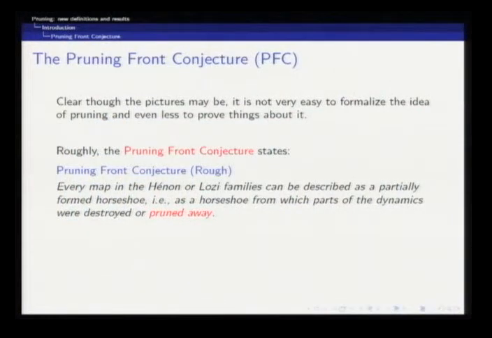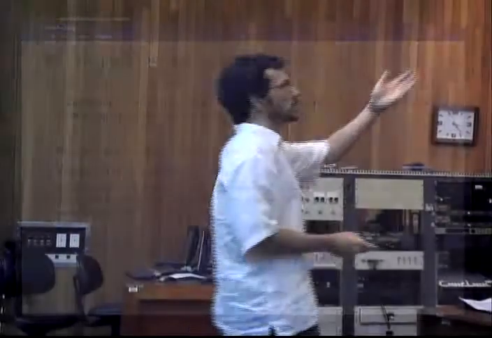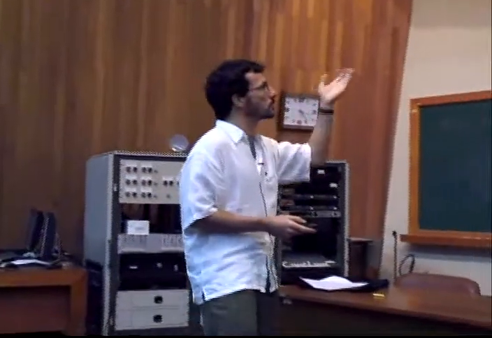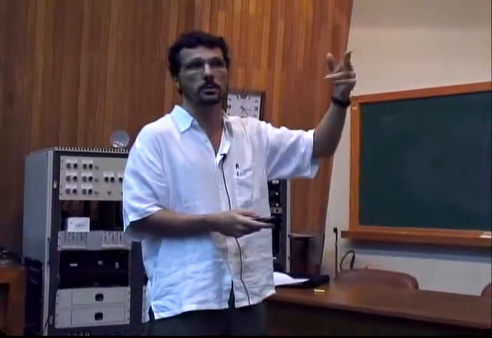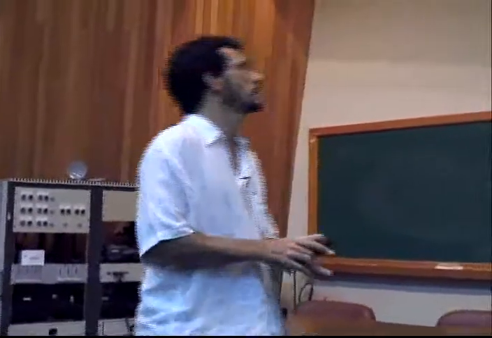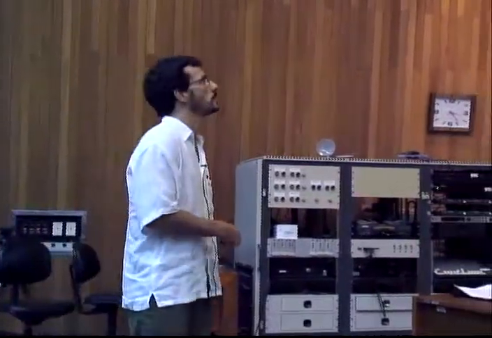Every map in the Henon family, say, what I showed here was the Henon family, but you could draw similar pictures for the Lozi family, is a partially formed horseshoe. That is, they are full horseshoes from which you've taken away some parts. So it's a full horseshoe from which parts of the dynamics were destroyed or pruned away. You prune a tree, you prune the dynamics of the horseshoe. That's the rough statement, but how do you make this mathematically more precise?